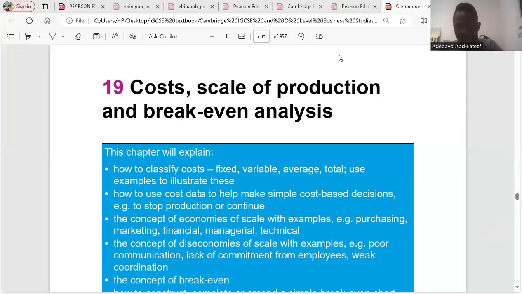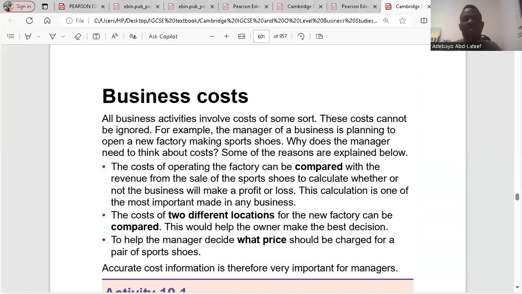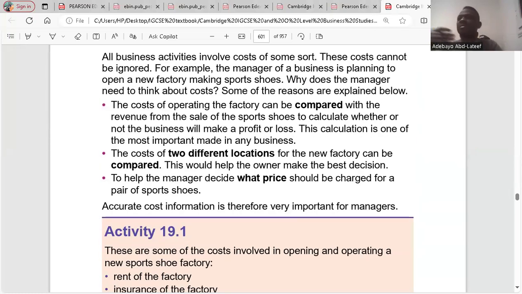Chapter 19, costs, scale of production and break-even analysis. So we're starting with business cost. When we talk about business cost, we're talking about the amount businesses have to pay for their activities. That is business cost. All business activities involve costs of some sort. This cost cannot be ignored.